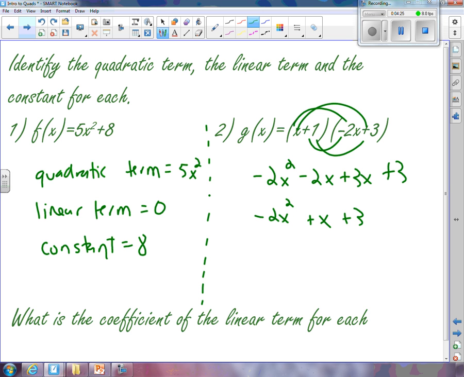So I just want to make sure that you guys are familiar with the term coefficient. The coefficient is just the word that we use for the number that's in front of our variables. So for example, the coefficient of the linear term for the first example is just 0 because it's the constant that's in front of the x. The coefficient of the linear term in this example is 1. The coefficient of the quadratic term in this example is 5. And the coefficient for the quadratic term in this example, I'm going to let you guys answer for your question after the video.